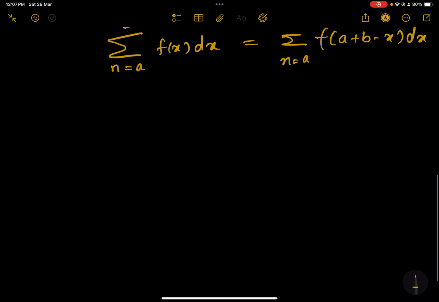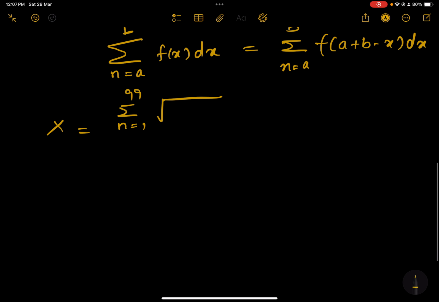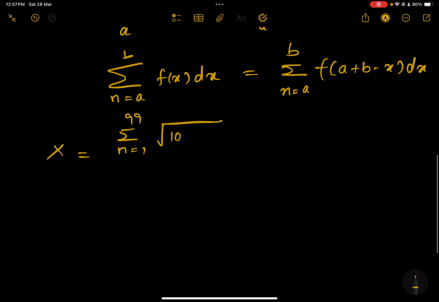Now let us see how this King's rule can be applied to this particular problem. Let us say we have to find the value of this, and let us call it x. So we have to find the value of the sum n equals 1 to 99 of square root of 10 plus root n, upon the sum n equals 1 to 99 of square root of 10 minus root n.